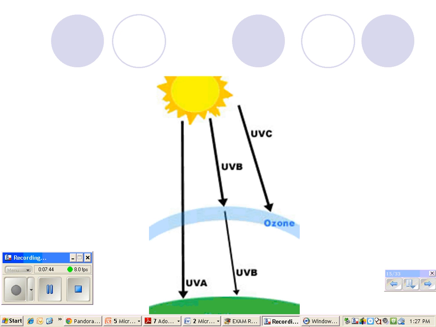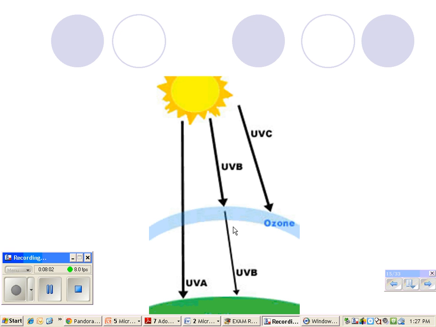Okay, so looking at number 4. What are the three types of UV radiation? We have UVA, you can see, UVB, and UVC. The ozone plays a crucial role in filtering out all of our UVC rays.